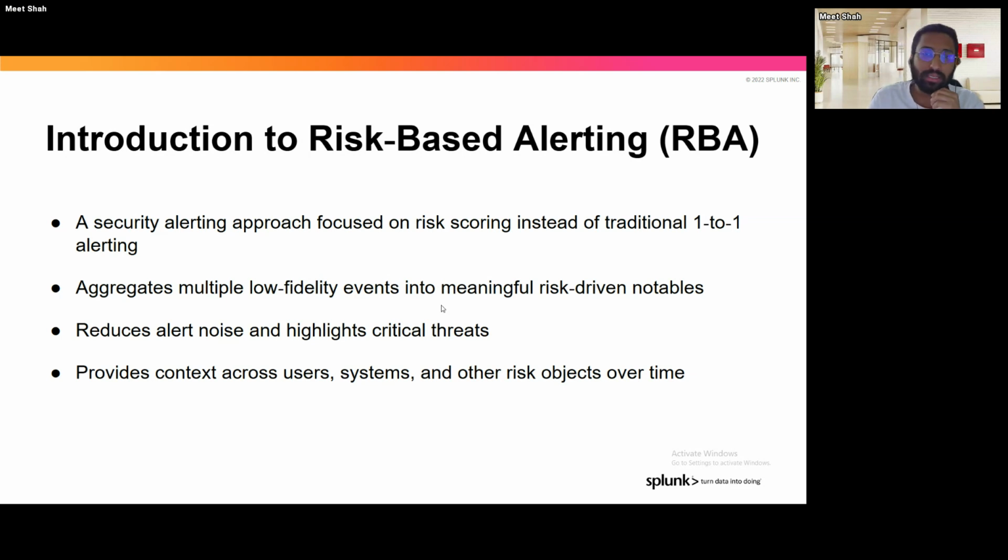Why something like RBA as a framework was introduced is that, along with raising the notable, or in some cases instead of raising the notable, why don't you assign something called a risk score to that particular object? Now, when I say object, it can be an asset or an identity as well. Meaning it can be my laptop or a user's laptop, or it can be the user itself.